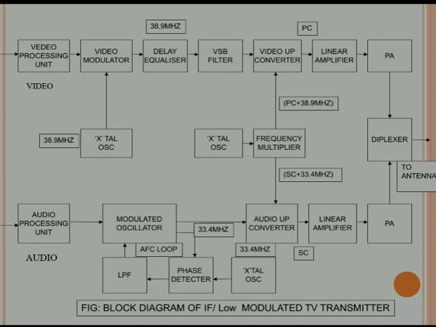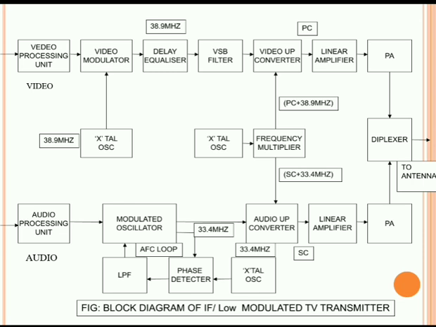Getting the concept? This visual exciter system consists of the video processing system, then the visual modulator, then the VSB filter, phase compensator, or we can call it delay equalizer, and the frequency converter. All these blocks together we call the visual exciter system that we have seen just now. Now we will see the audio processing unit or audio exciter system.